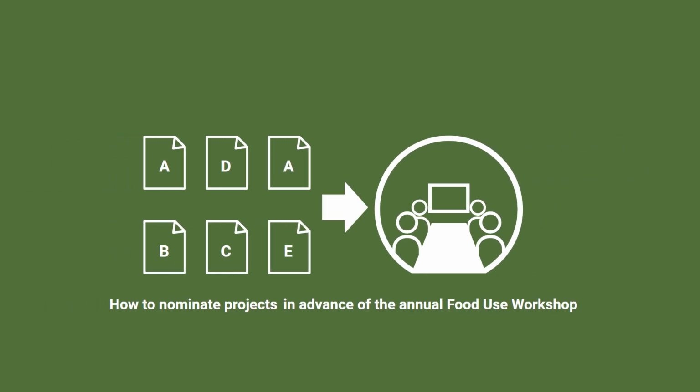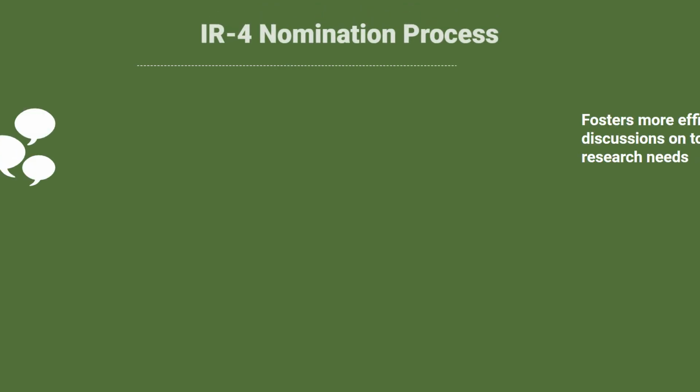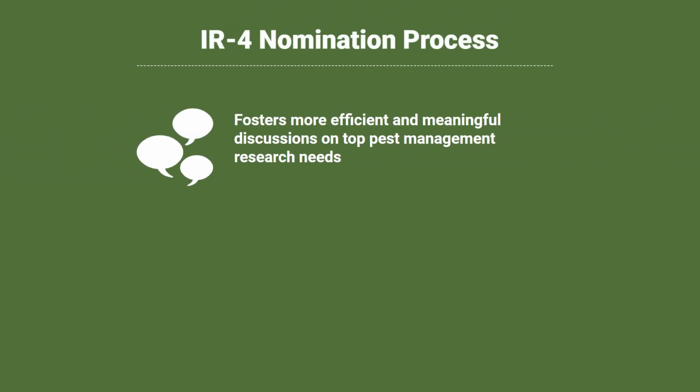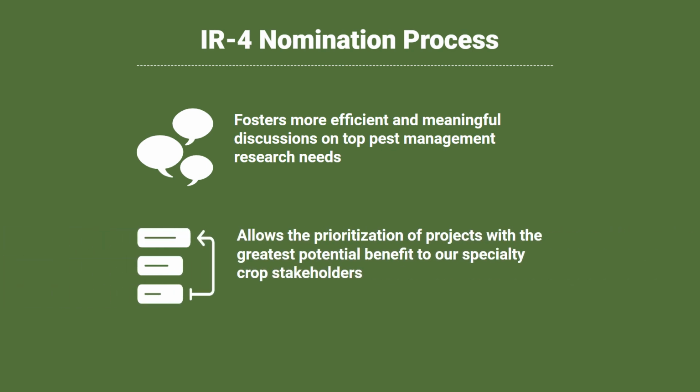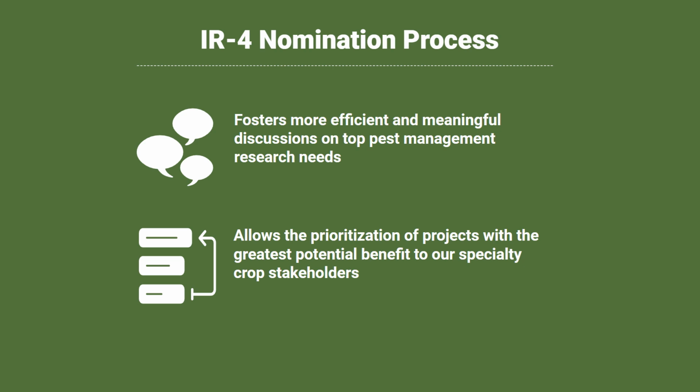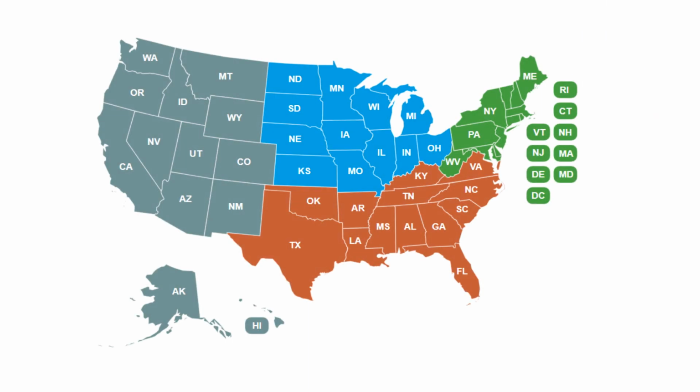In this video, you'll learn how to nominate projects in advance of the annual food use workshop. These nominations help foster more efficient and meaningful discussions on top pest management research needs and allow IR-4 to prioritize projects with the greatest potential benefit to our specialty crop stakeholders. Your input during this process helps IR-4 hone in on the most pressing pest management needs in each region and rank projects by priority level.